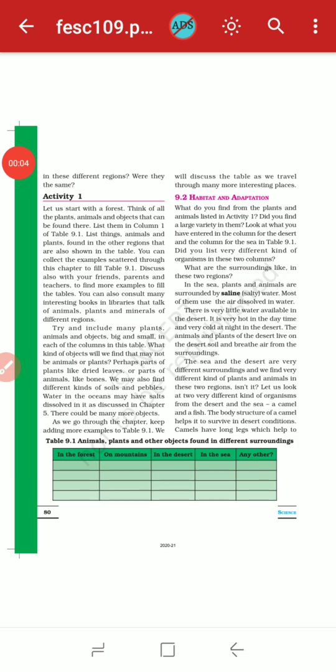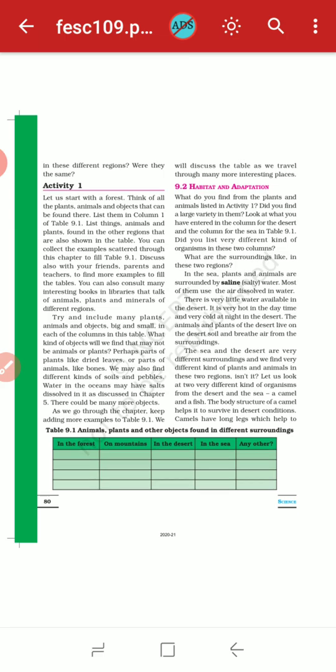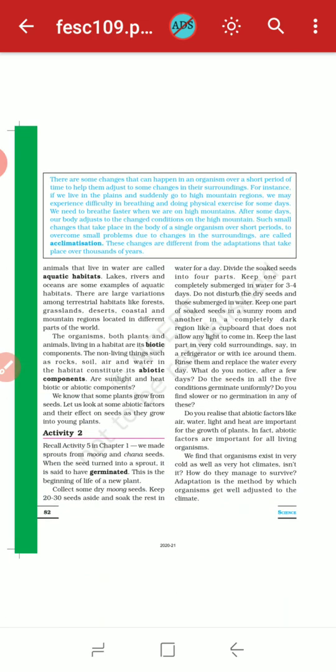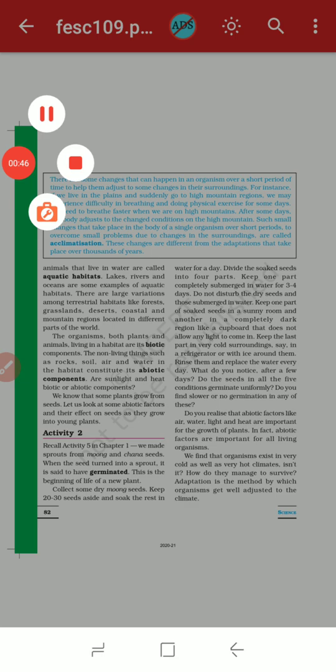Now take out your science textbook and open page number 80. So, dear children, as you know, yesterday we saw habitat and adaptation. We saw adaptation in camels and adaptation in fishes. This is all about aquatic habitats. Animals that live in water are called aquatic habitats. Habitat means home. Animals that live inside the water are called aquatic habitat, like lakes, rivers, and oceans.